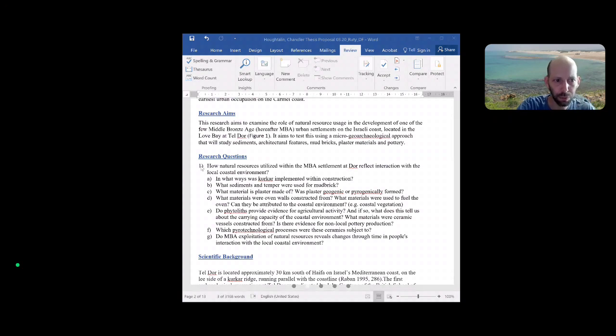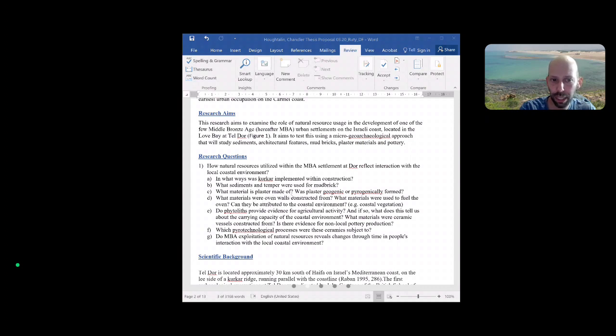I think we'll change the numbering anyway, because there's no point to do one if we'll continue. But the general question is, again, how natural resources were utilized within Middle Bronze Age settlements and how they reflect interaction with the local coastal environment. That's the general question, and the specific questions are: in what ways could kurkar be implemented within construction? So here's a specific question about a specific type of rock. Then what sediments and temper were used for mud brick? So each one of the questions is really detailed.